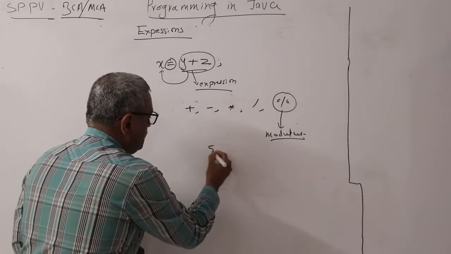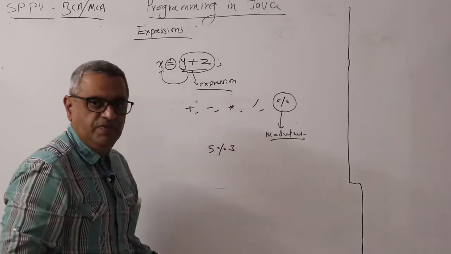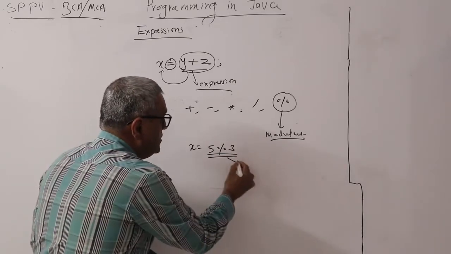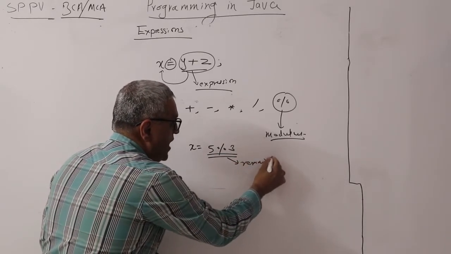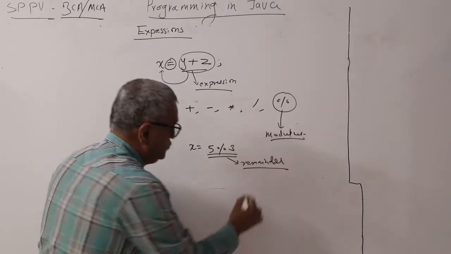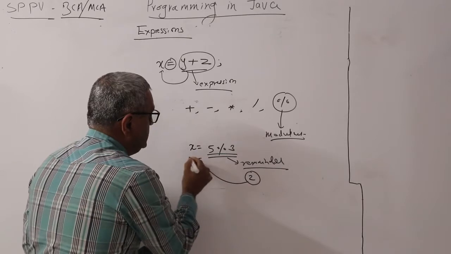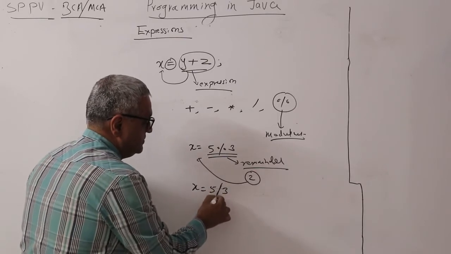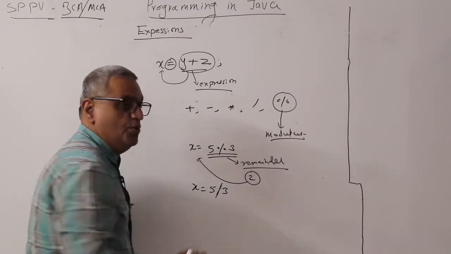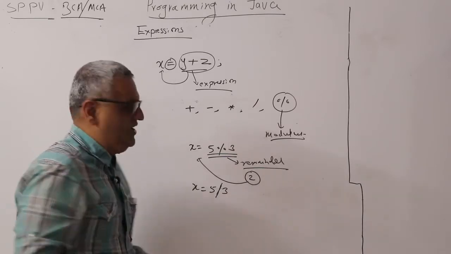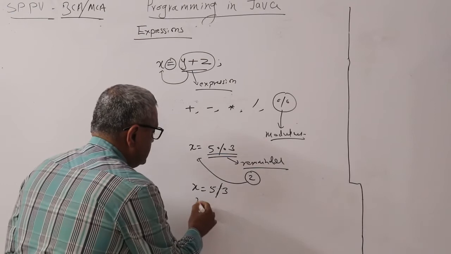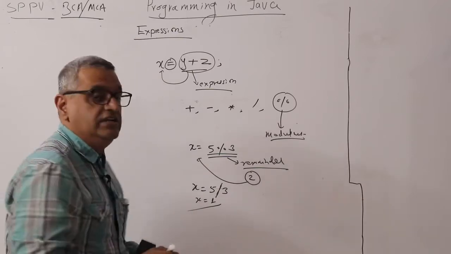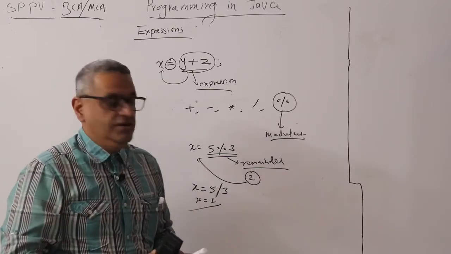Mod, if you have 5 mod 3, and if you assign this to x, then 5 mod 3 returns you the remainder. When you divide 5 by 3, the remainder is 2, and this 2 gets assigned to x. If you have x is equal to 5 divided by 3, this is division. What gets assigned to x is the quotient, so x gets assigned 1. This is what you need to understand, the difference between the mod operator and the division operator.